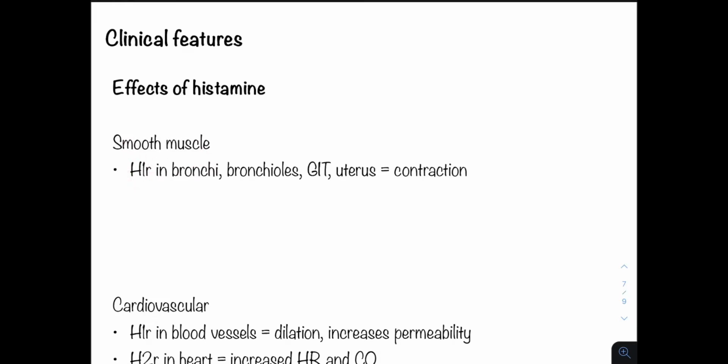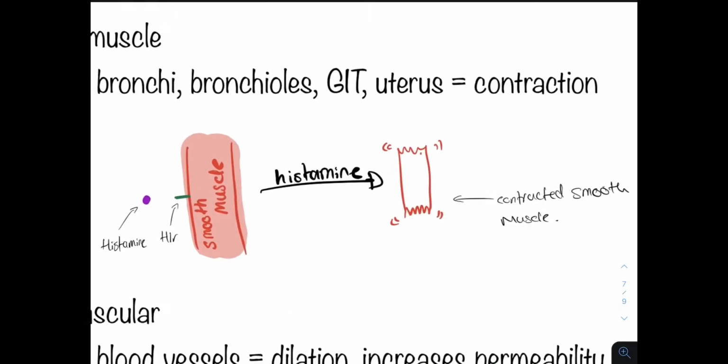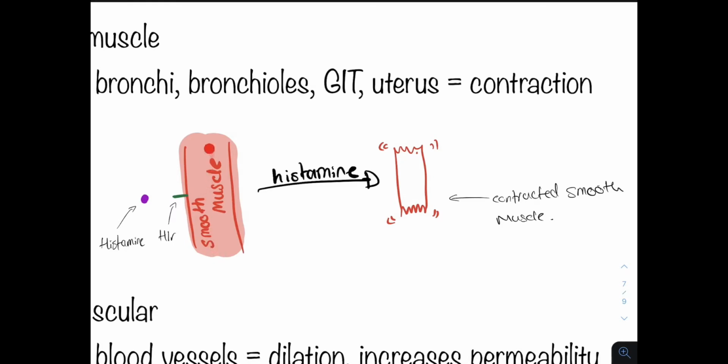Histamine 1 receptors are expressed in the smooth muscle of the bronchi, bronchioles, gastrointestinal tract, and uterus. When histamine binds to the histamine 1 receptors of smooth muscles on these organs, it results in contraction. And we can appreciate this from this diagram. So here we have smooth muscle, for example, on the bronchi or the bronchioles. Here is the histamine 1 receptor, and here is histamine. When histamine binds to the histamine 1 receptor, this results in contraction of the smooth muscle.